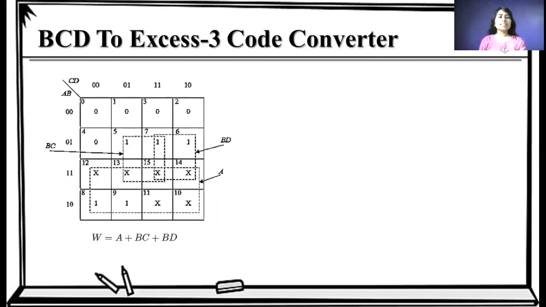So in this K-map we enter the value of W for each combination of A, B, C, D. Here we have a total of 10 values, and after that we have no values for 10 to 15. So we represent the 10 to 15 combinations as don't care combinations. We mark a cross over here and we consider these don't care conditions for simplification of the equation. So we have the equation for W, A plus BC plus BD.